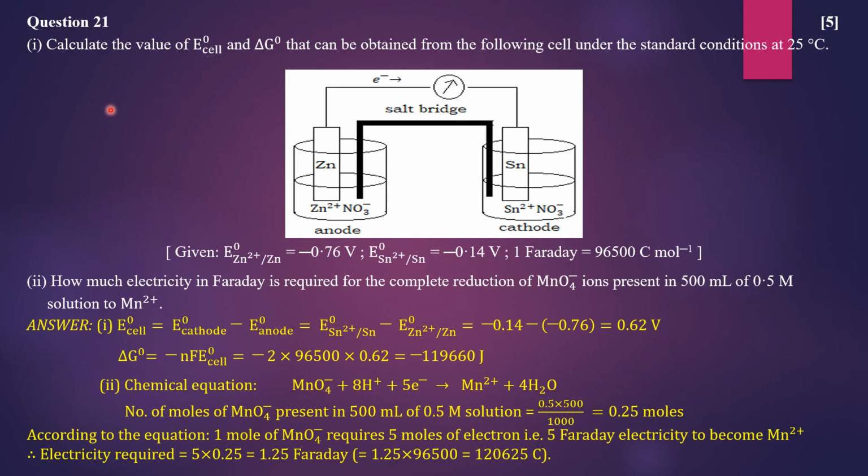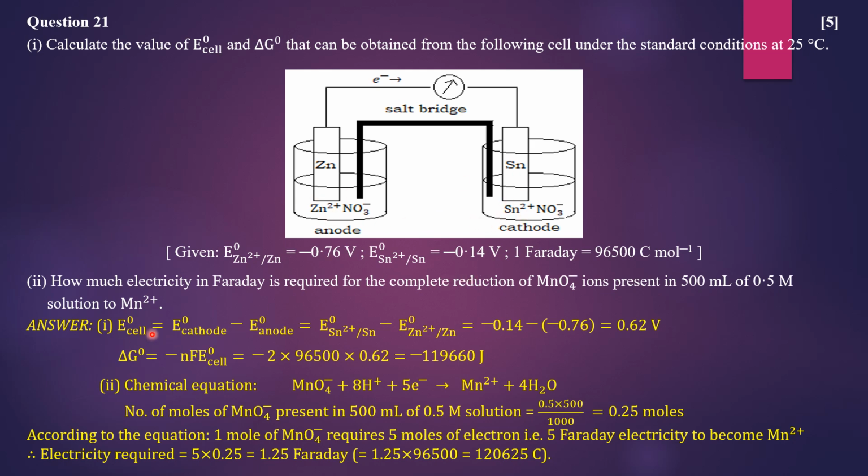Now, question number 21, the last question. Here you have an internal alternate. This is a question from electrochemistry. This picture is given, but whatever information is given in the question, the picture is not needed actually. So calculate the value of E naught cell and delta G naught. They are not asking for E cell, so Nernst equation will not be required here. They are asking for E naught cell, the standard one. The reduction potentials are given. It is clearly written which one is anode, which one is cathode.